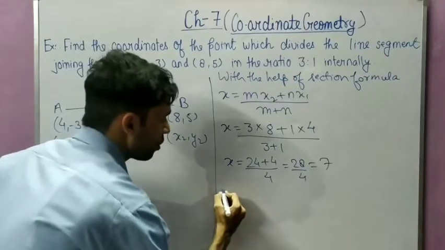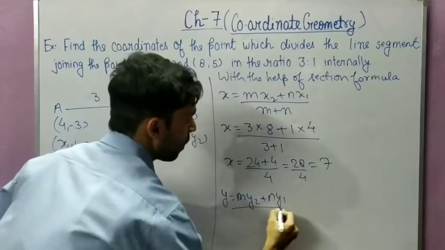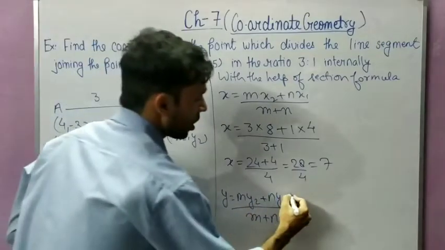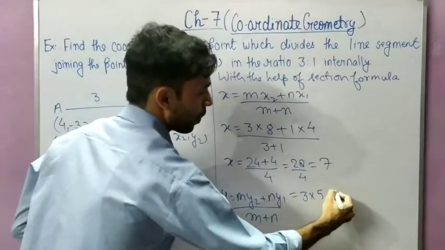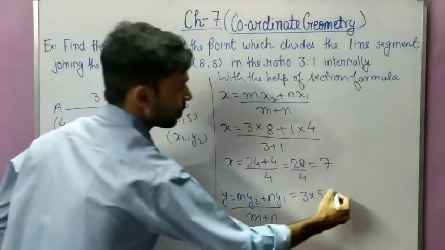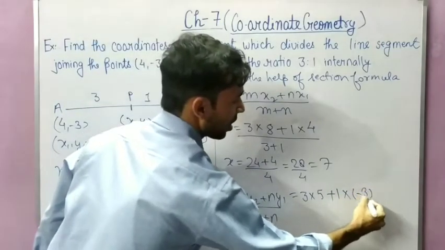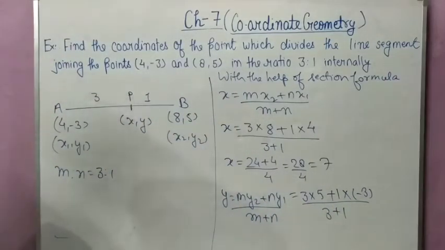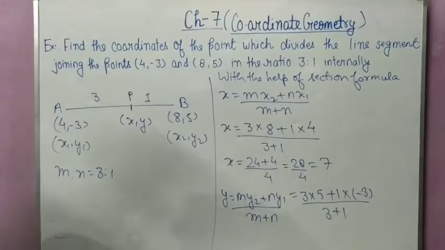Similarly y is also equal to my2 plus ny1 upon m plus n. अब वैल्यूज पुट कर दो आप, तो m कितना है 3, so 3 into y2 कितना है स्टूडेंट 5, प्लस n 1 है, and y1 is -3, so in bracket I can write -3, upon 3 plus 1. ओके, क्लियर है ये? आई थिंक स्पेस नीचे नहीं है तो मैं यहां लिख दे रहा हूं, ठीक है. आई होप दिस इज क्लियर टू यू.